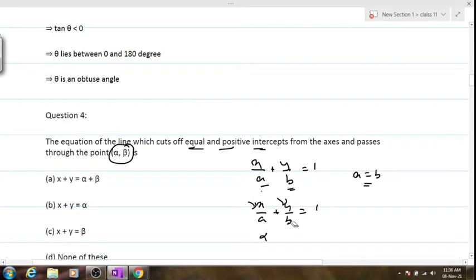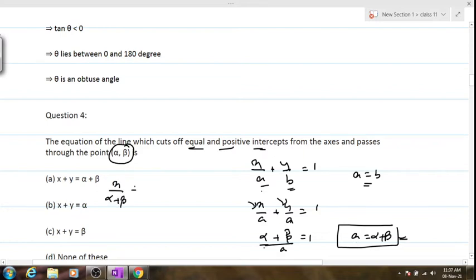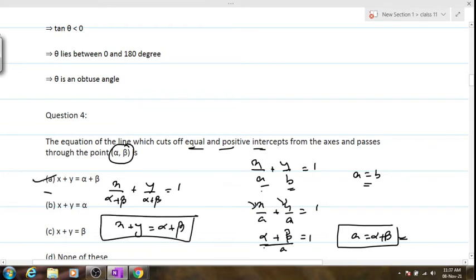Alpha by a, plus beta by a, let's take the LCM out here, okay? Alpha plus beta is equal to a. So your a comes out to be alpha plus beta, yes or no, sir? Now when alpha plus beta is your a, our equation will be x by alpha plus beta plus y by alpha plus beta equals 1, yes or no? And we're going to take the LCM, we'll be getting x plus y equals alpha plus beta. Option number A. Very good, Prerna. A is absolutely correct.